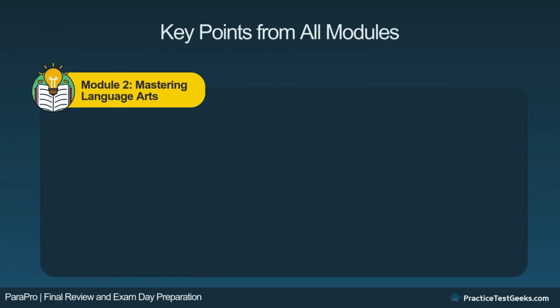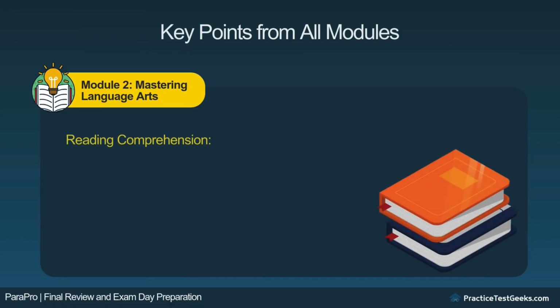Module 2. Mastering Language Arts, Reading and Writing. Reading Comprehension. Focus on understanding the main idea, themes, and supporting details in passages. Practice identifying key information, making inferences, and using context clues to determine the meanings of unfamiliar words.